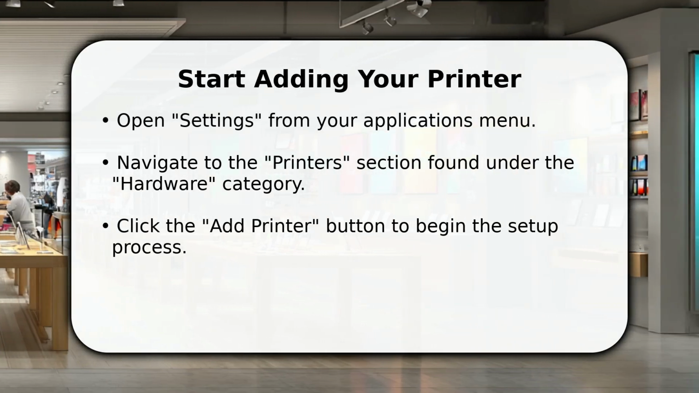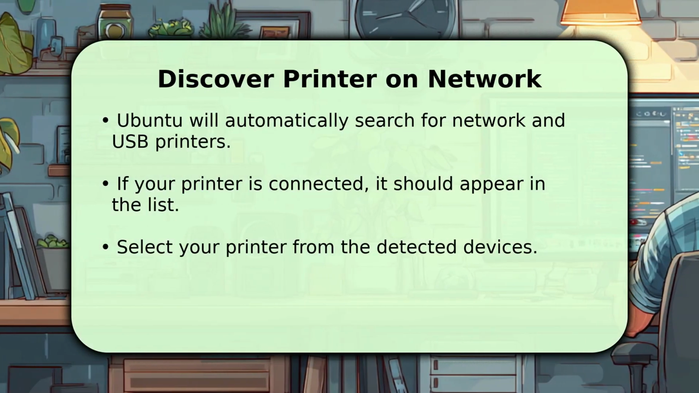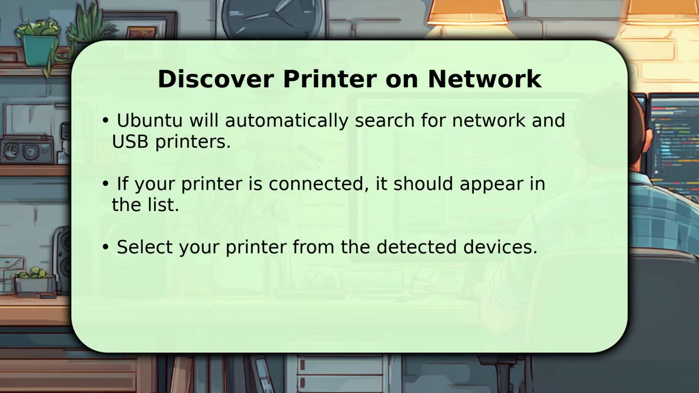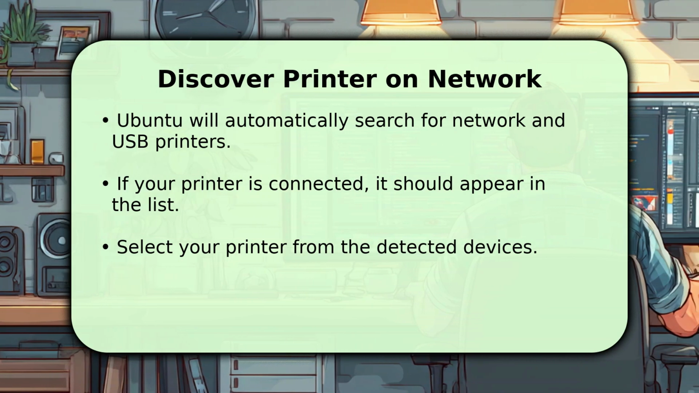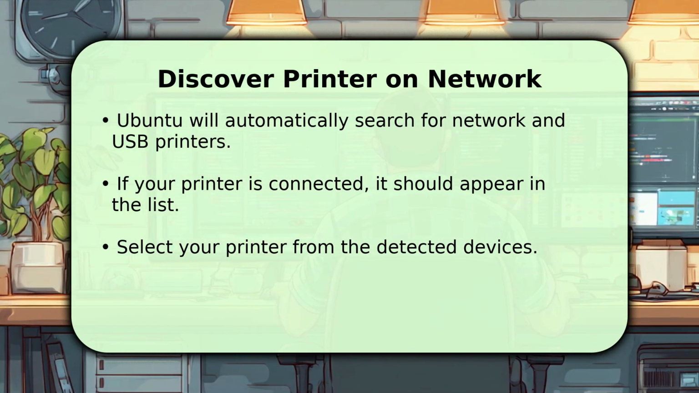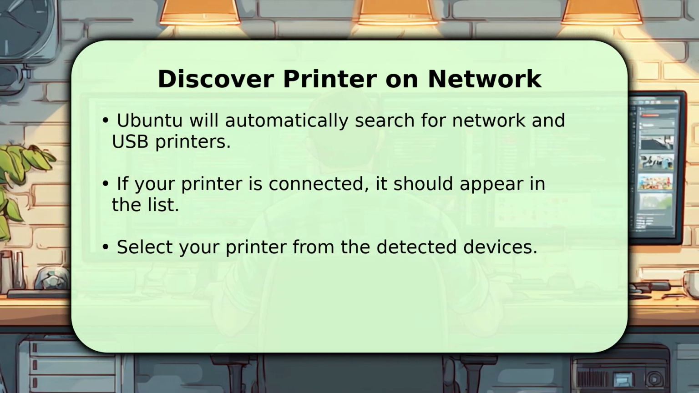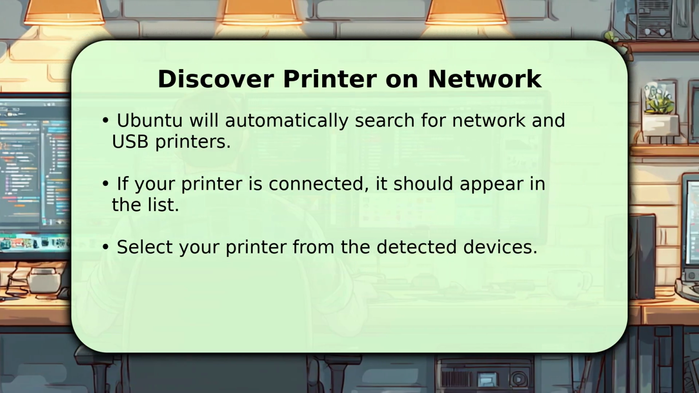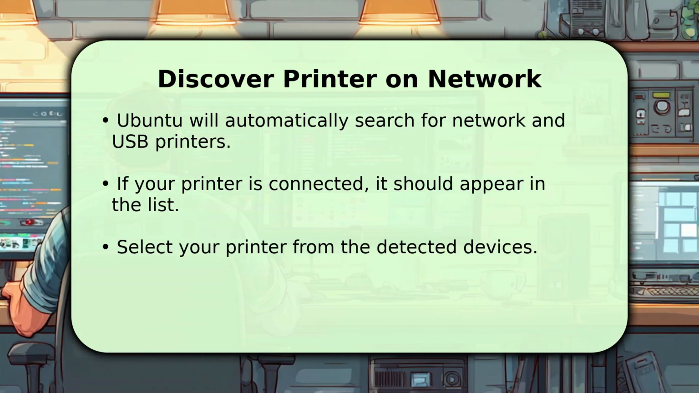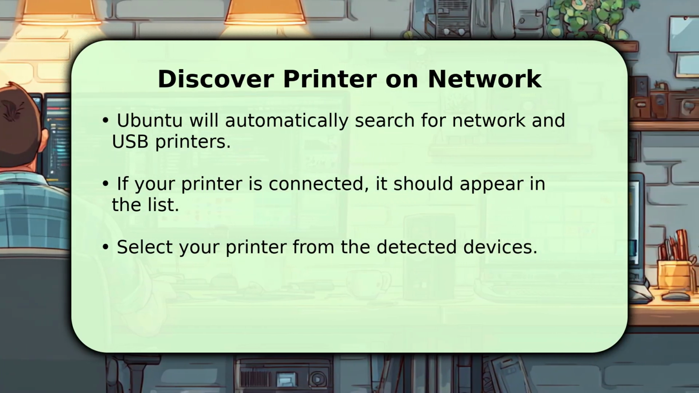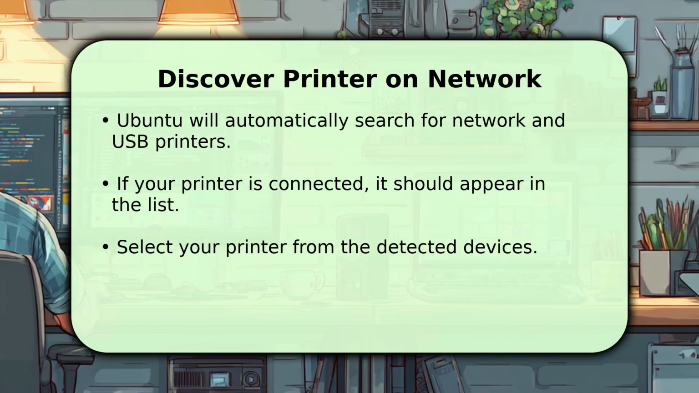get started right away. After clicking Add Printer, Ubuntu will immediately begin scanning for available devices. This includes printers connected via USB, as well as those discoverable on your local network. Most modern printers will appear automatically in the list that populates. Once you see your specific printer model, simply click on it to select it and proceed to the next step of the installation. This ensures a smooth initial connection.